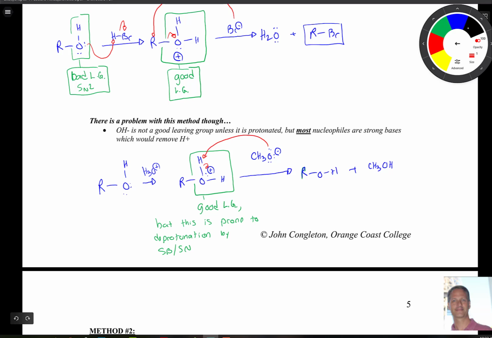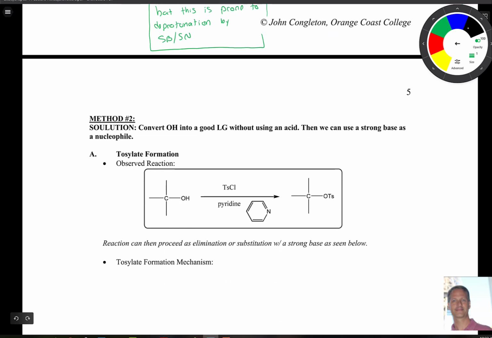So here's our goal. This is what we want to do. We want to try to figure out how can we take this, which is a bad leaving group, and turn it into something like this, which is a good leaving group, but also something that's not prone to reacting with strong bases, right, nucleophiles. So the answer to that is on our next page, and it's really cool. It's called tosylation. So flip this thing down here and let's take a look at the next page.